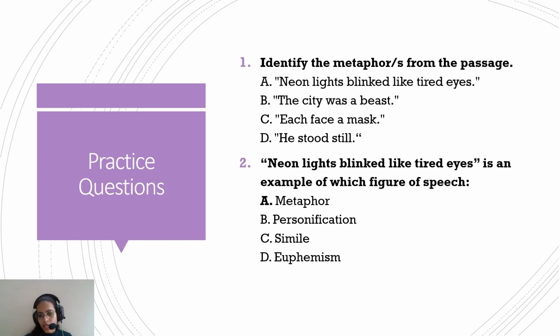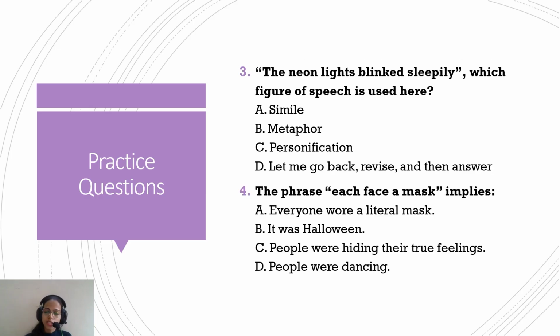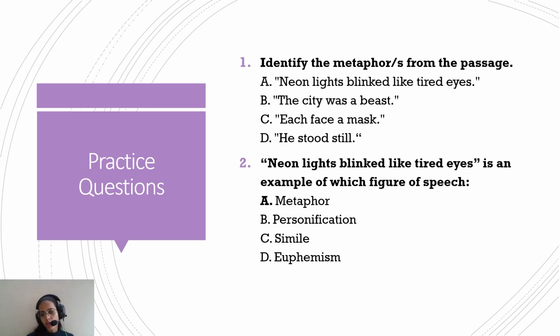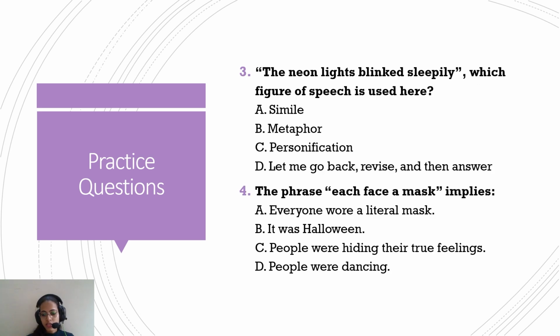Neon lights blinked like tired eyes is an example of which figure of speech? Oh, it was already a question. So option C, simile, it's the easiest. If you see "like" and "as," just mark it. The neon lights blinked sleepily. Which figure of speech is used here? Okay, there's a slight difference. Neon lights blinked like tired eyes: some of you can think that this is a personification because of tired eyes, but because "like" is used, it becomes a simile.